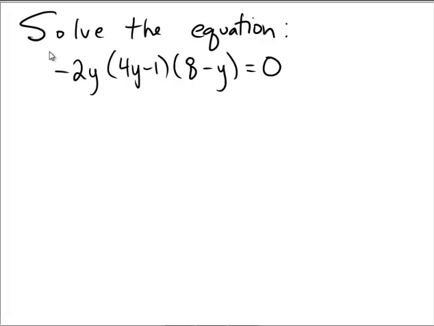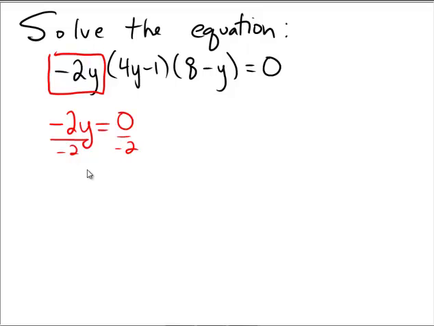So first, let me highlight in red the first product, the first thing being multiplied here, which is a negative 2y. So when does negative 2y equal 0? Well, notice that if we divide both sides by negative 2, we get y equals 0. So y equals 0 is one of the solutions to this particular equation. That's only one of the products here.